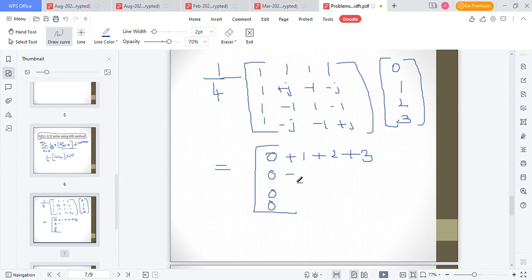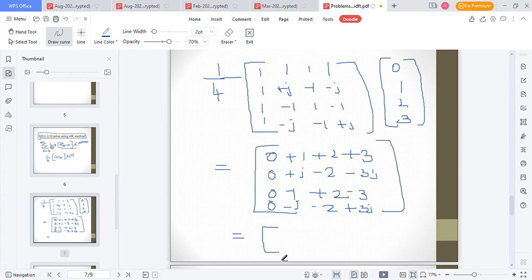So that is 0 plus j, then 0 plus j, minus 2 minus 3j, and here it is 0 minus 1 plus 2, minus 3 and minus 3, and here this one is minus j minus 2 plus 3j, right? This is what you have to do, right? And this resultant, 0 plus 1 plus 2 plus 3, you get as 4. Just a minute, we'll just do it.